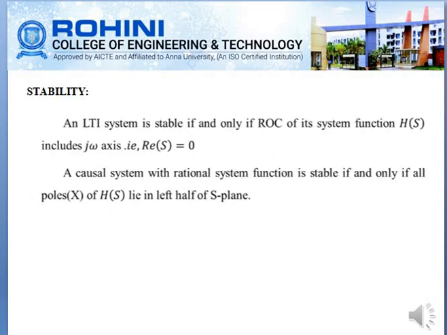Stability: an LTI system is stable if and only if the ROC of its system function H(s) includes the j omega axis, that is, the real part of s is 0. A causal system with a rational system function is stable if and only if all the poles of H(s) lie in the left half of the s plane.